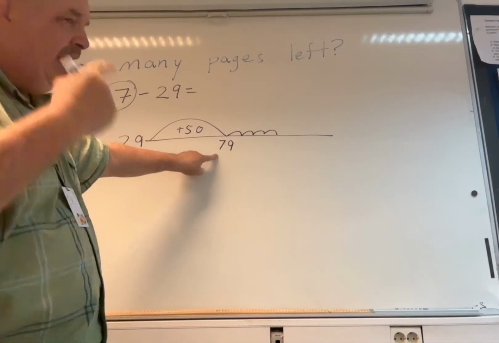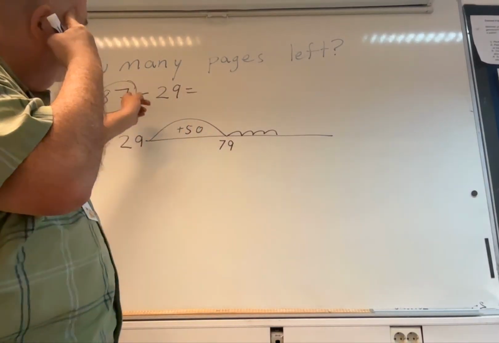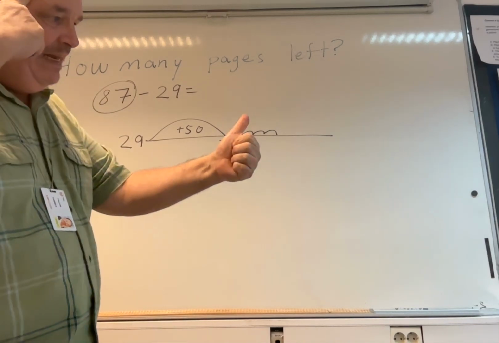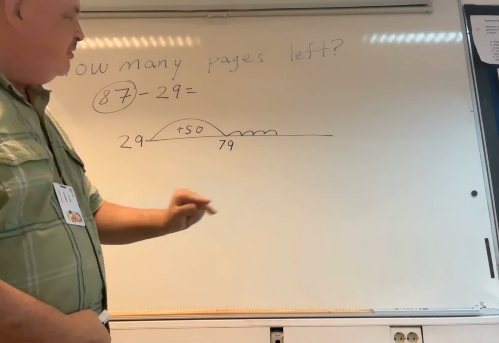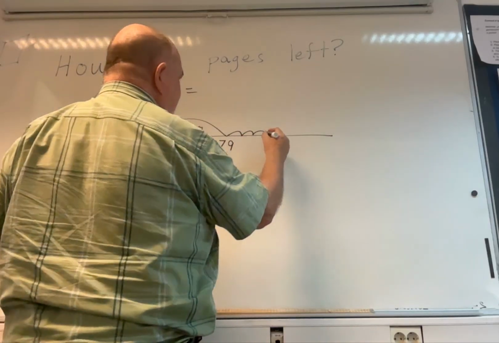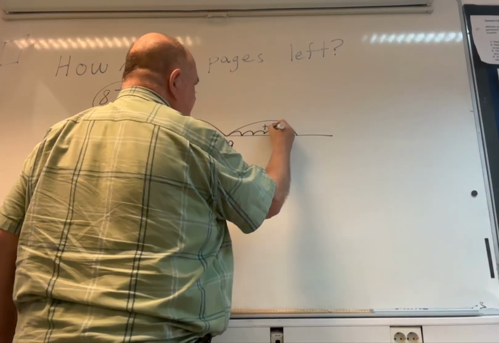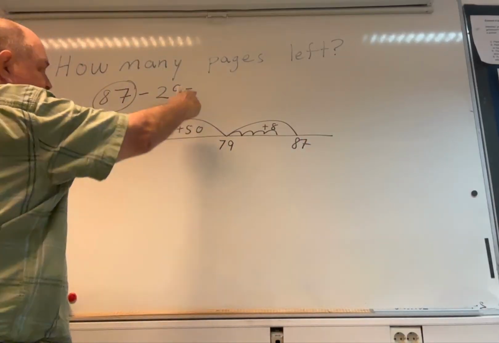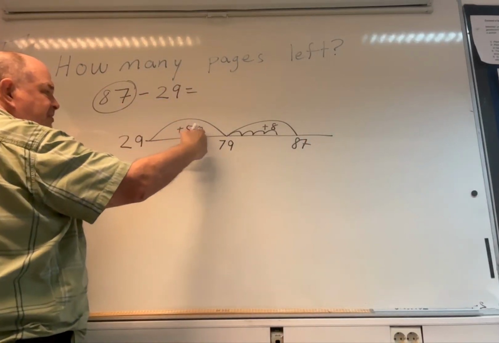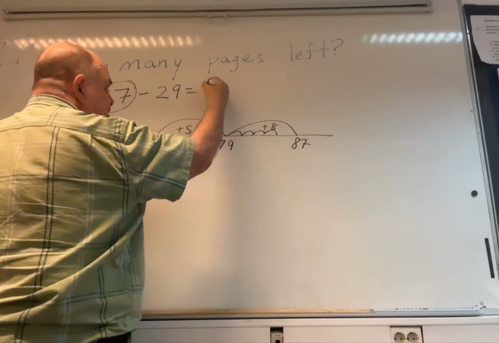So I got 79, I put that in my head, and I count to 87. 79, 80, 81, 82, 83, 84, 85, 86, 87. So 8 fingers, okay, so that's plus 8. And now I'm up to 87. And then to find out this answer, I have to add these numbers up here, 50 plus 8, okay?